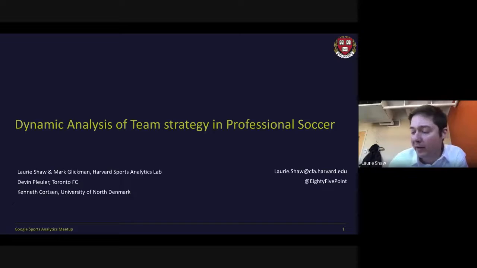So the goal of this project is to use tracking and event data to quantify and analyze team strategy. That is the set of instructions that a manager gives their team, both as a group and as individuals. The first step in this work was to consider team formations. And so what I'm going to do is present a data-driven method for measuring and classifying team formations, analyzing their offensive and defensive configuration separately, and dynamically detecting changes in formation over the course of a match.